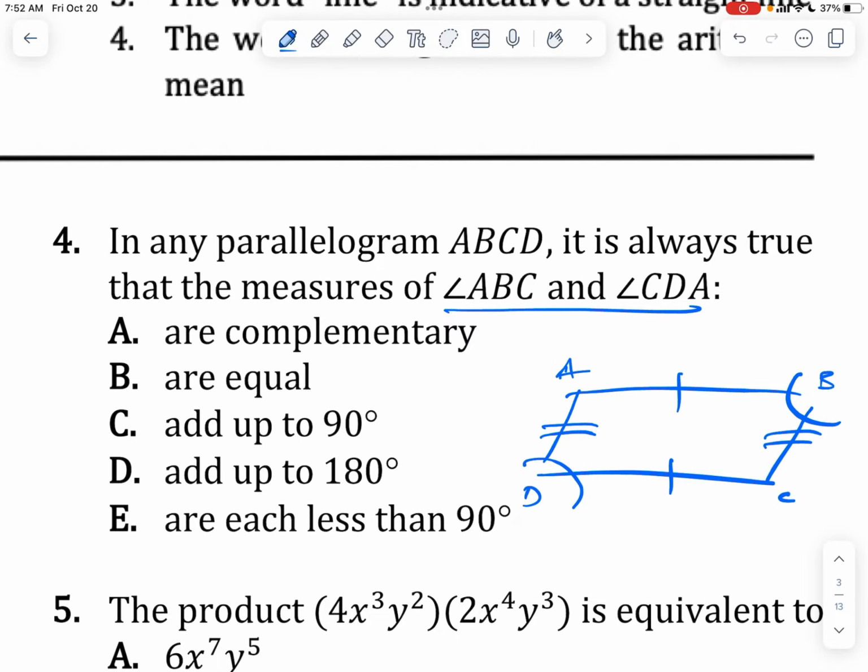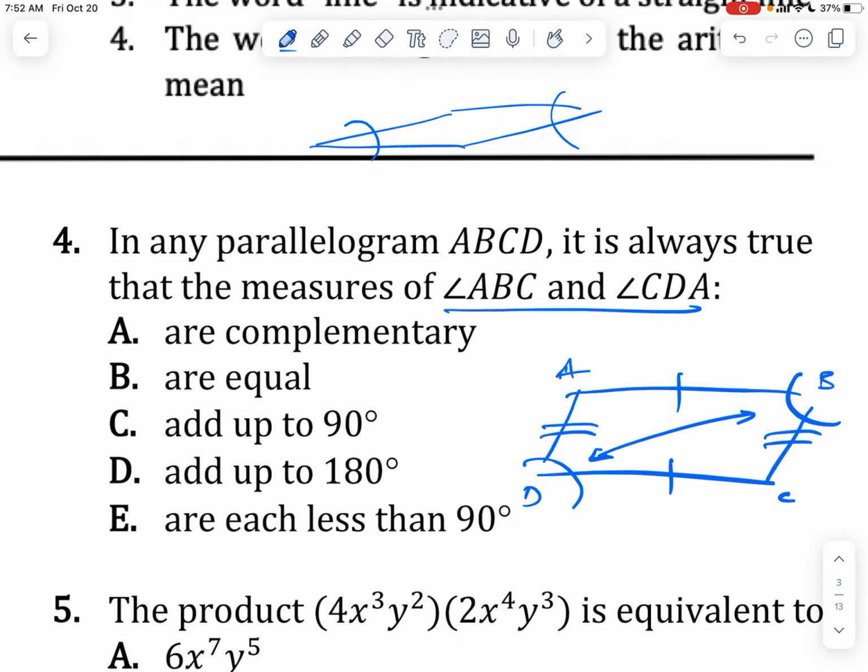Because these are opposite angles of a four-sided shape, they have to be the same. And that's because the corresponding side lengths are parallel. So if I was to exaggerate this, make it a very slanted parallelogram, you're going to see that these two are the same.